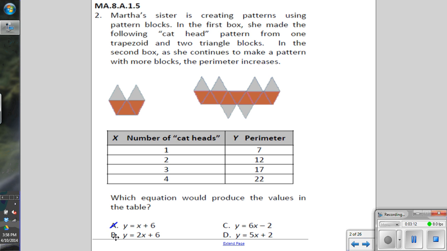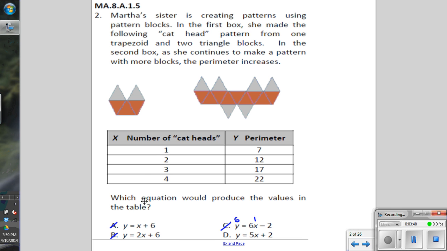We look at B the same way. If x is 1, then 2 times 1 is 2, plus 6. We know that that is 8. The y is supposed to be 7, so that doesn't work. For C, when x is 1, 6 times 1 is 6, and 6 minus 2 is 5. So that doesn't work because y is supposed to be 7.